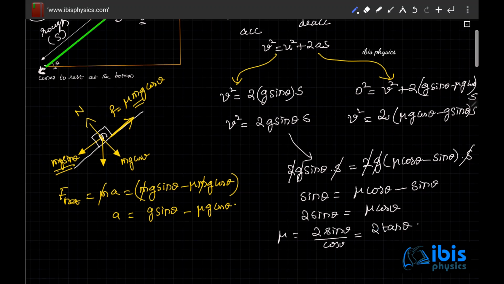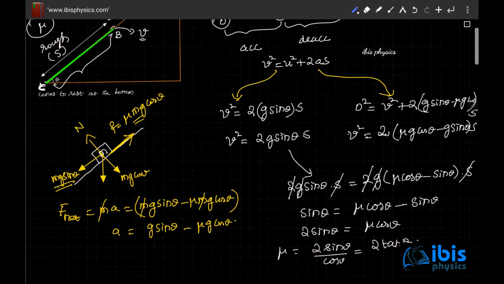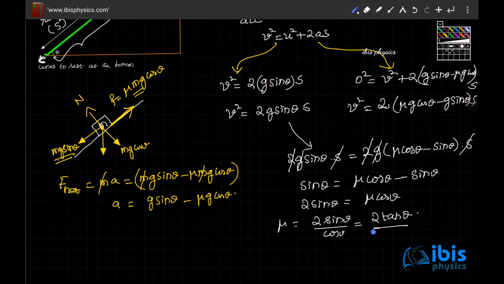If the incline is such that half of it is smooth and half of it is rough, and the block slides from the top and comes to rest at the bottom, the coefficient of friction of the rough surface in the second part is 2 tan theta.